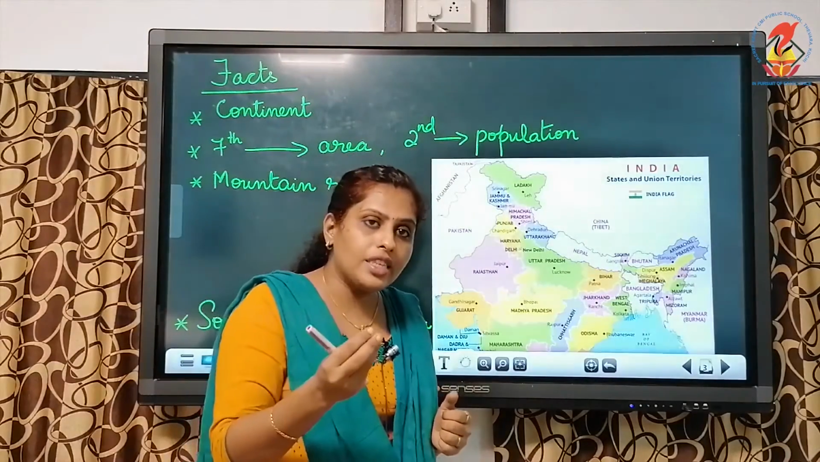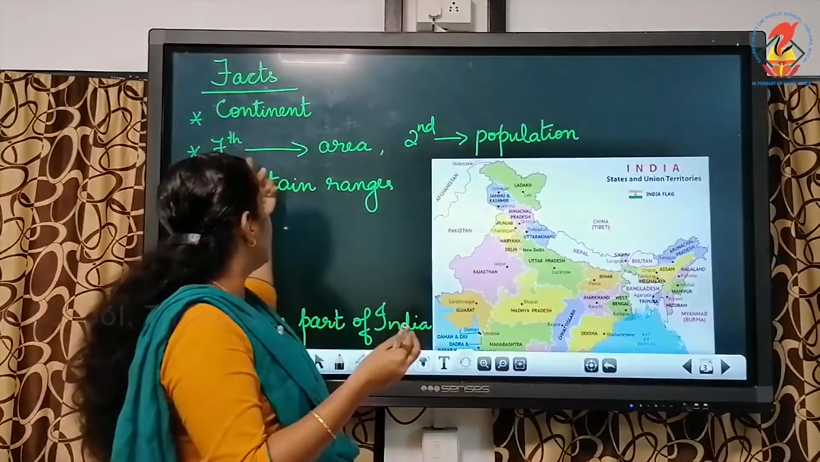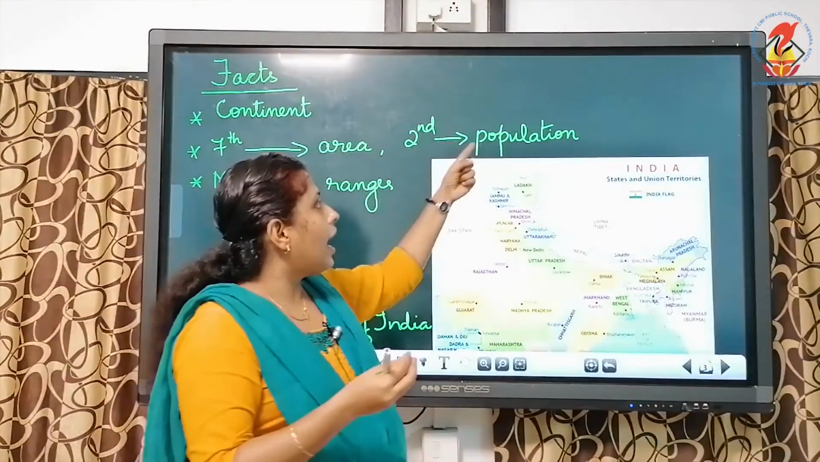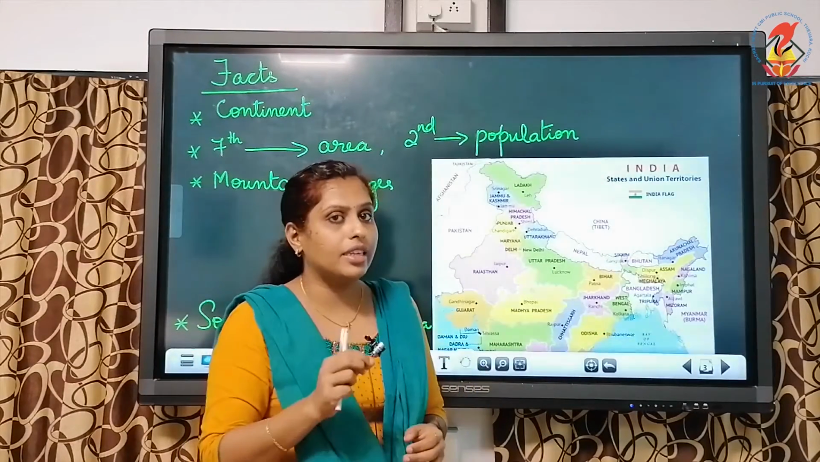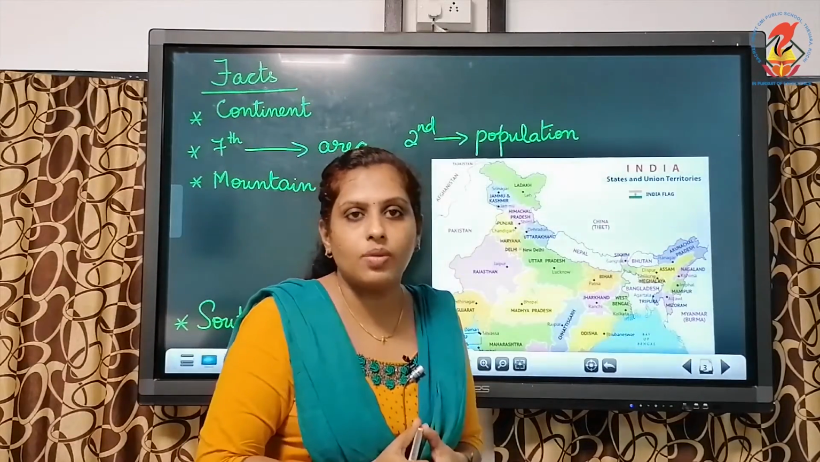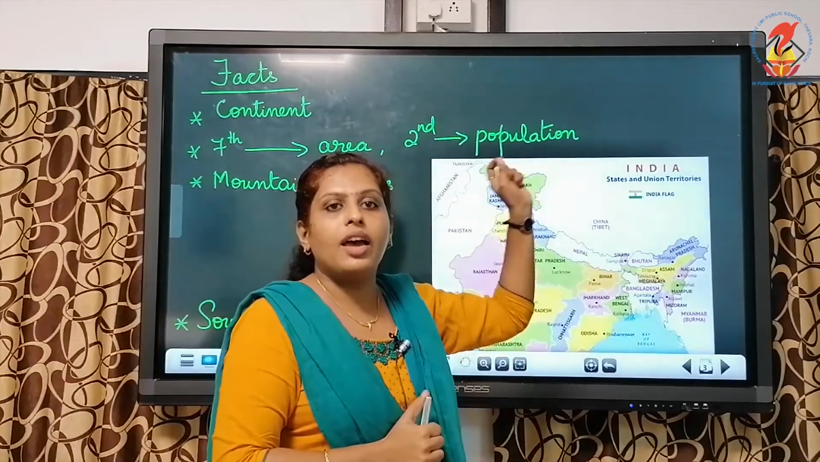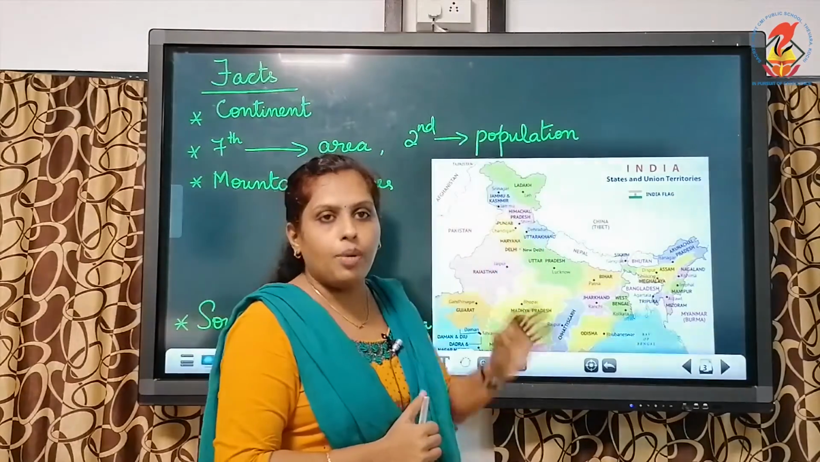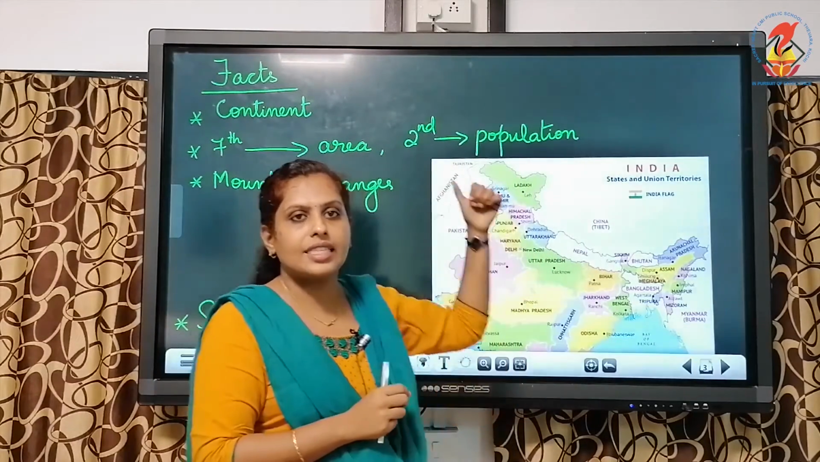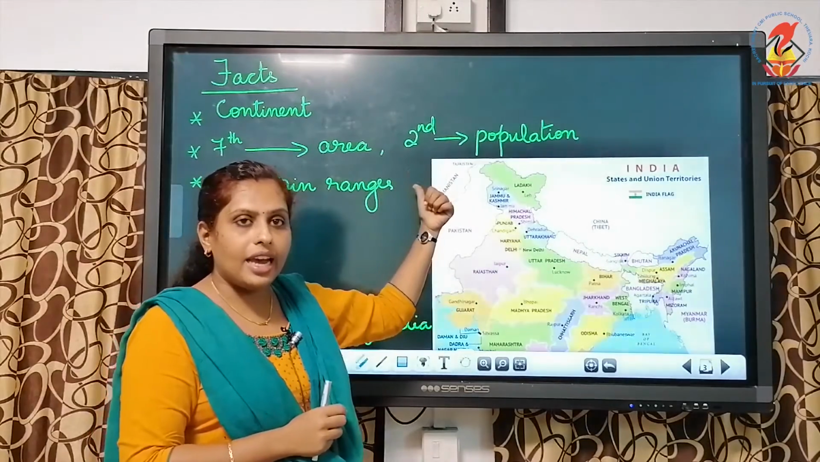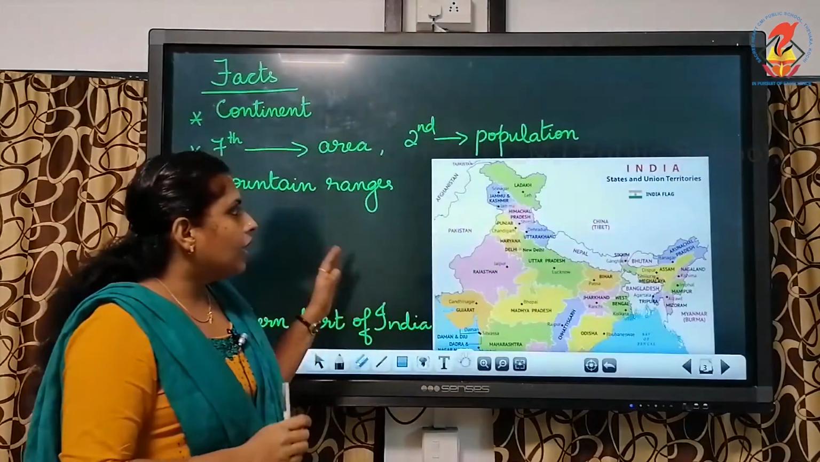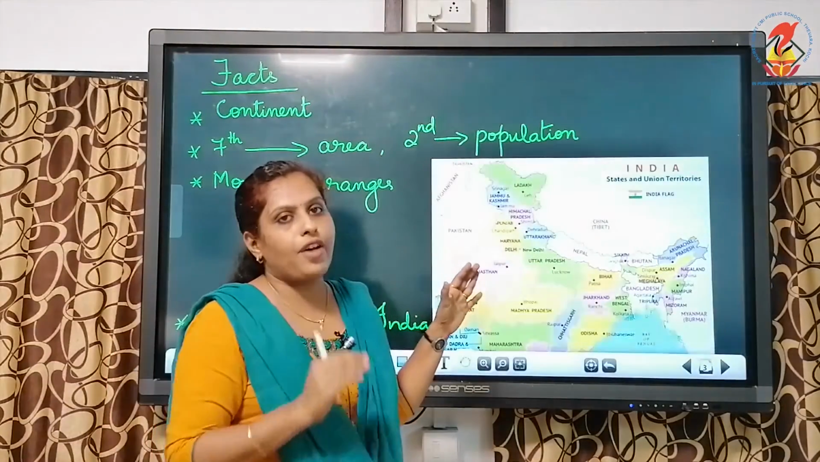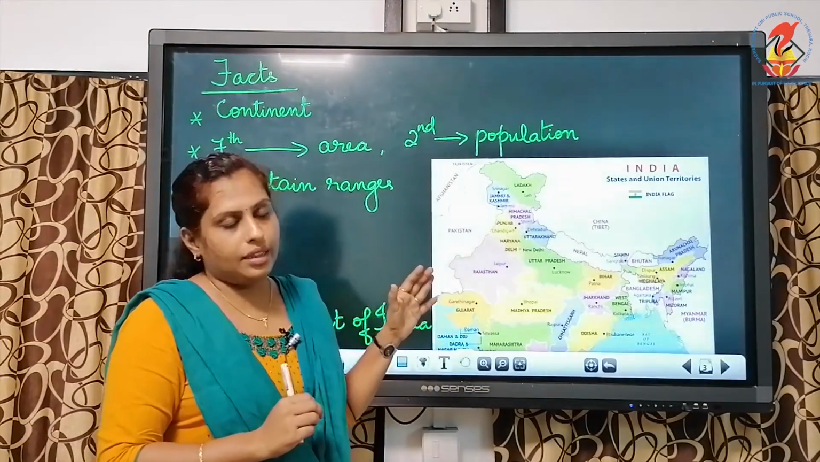You can find out which country comes in the 1st position area wise and which is in the 1st position population wise. Last year we have learned it. Just recollect and see which country is in 1st position in area and which country is in 1st position in population. But India has the 7th position in area and 2nd position in population. Now, let us move on to the next fact about our country India.